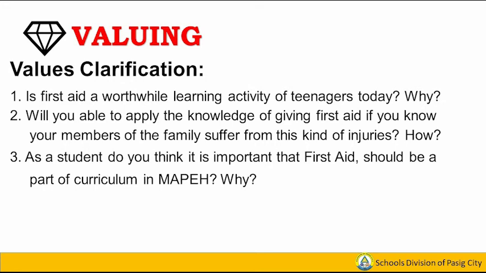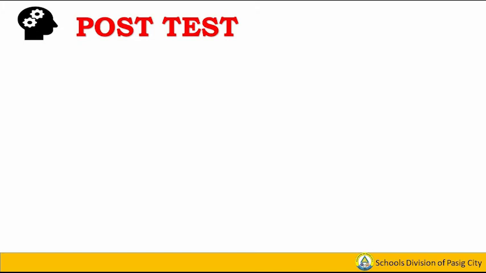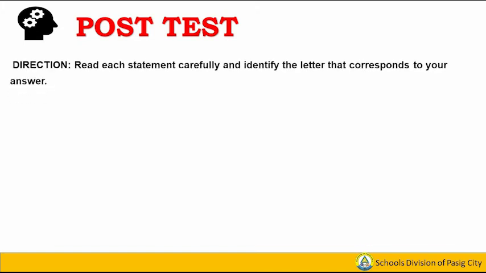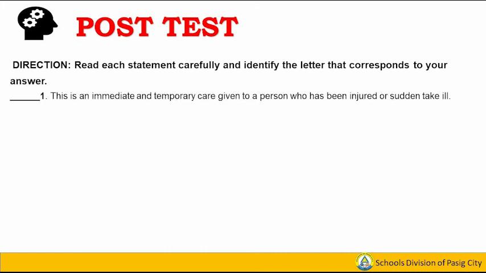Now, answer the following question. Read each statement carefully and identify the letter that corresponds to your answer. Number 1. This is an immediate and temporary care given to a person who has been injured or suddenly taken ill. A. First aider. B. First aid. C. Ambulance. D. Clinic.